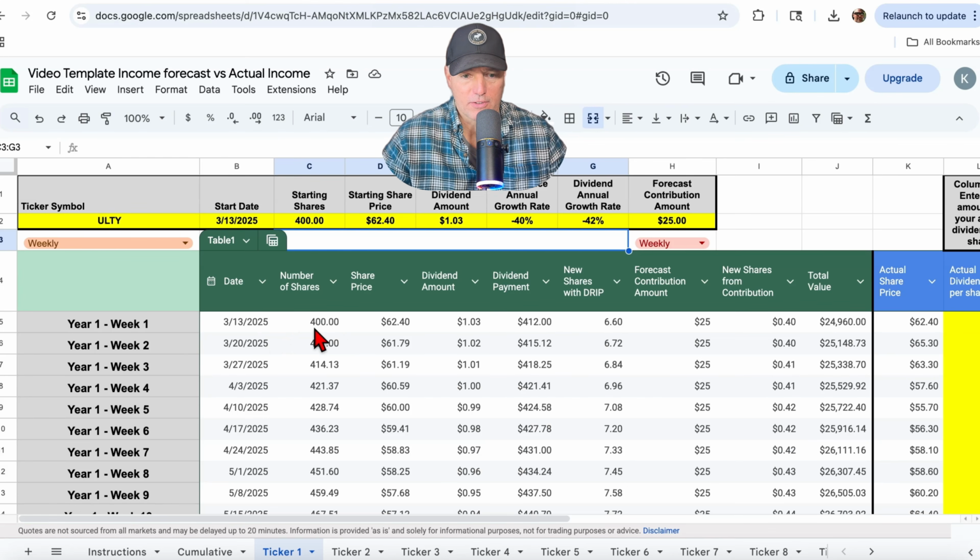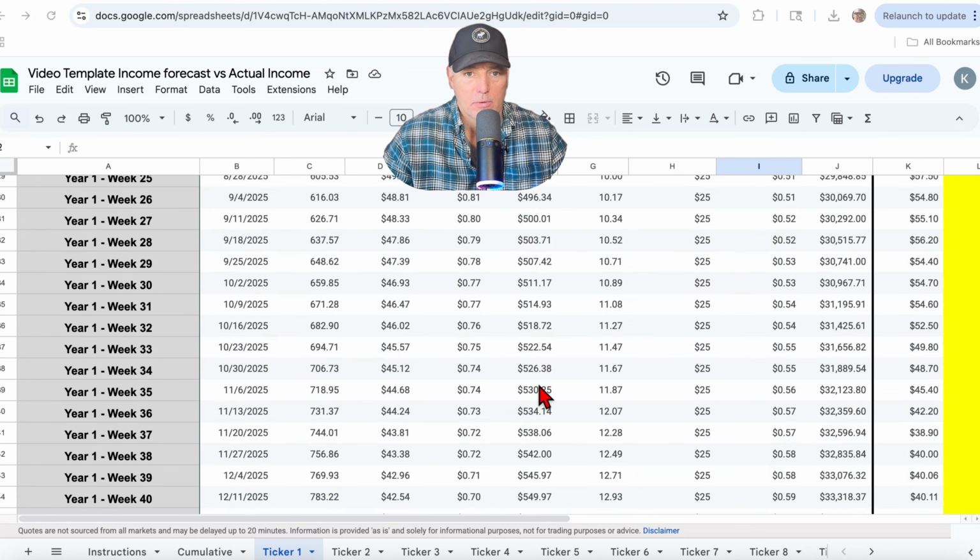You have your first date, how many shares you started with, the share price, the dividend amount, how much the dividend paid, that $3 times your 400 shares gets you your $412. You're able to buy 6.6 new shares. You added $25, so you got 0.4 more shares, and this is your total value forecasted. We'll just come down here.